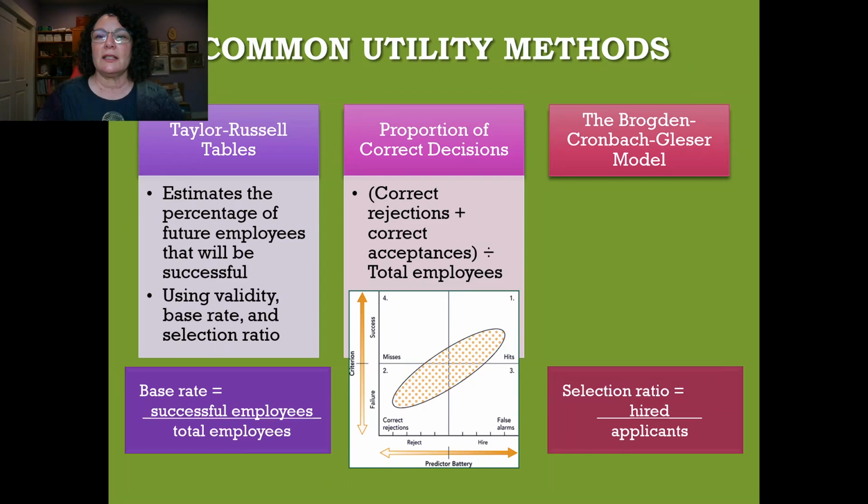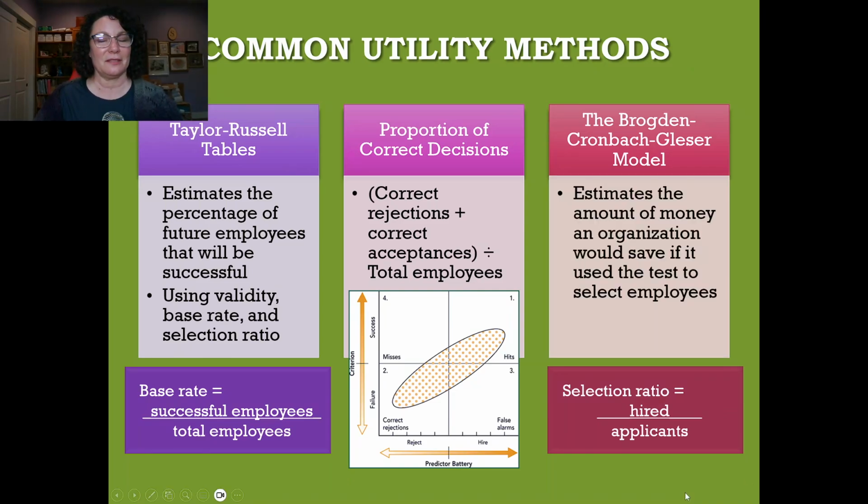The Brogden-Cronbach-Gleser model. I like the teamwork. I also like that they all had hard to pronounce last names. It estimates the amount of money an organization would save if it used the test to select employees.